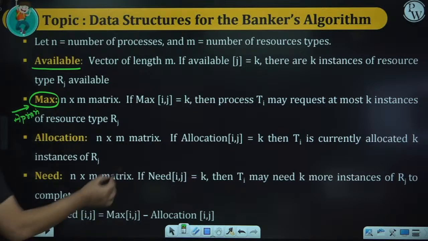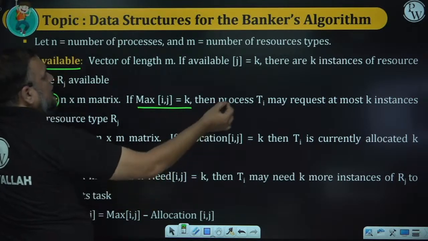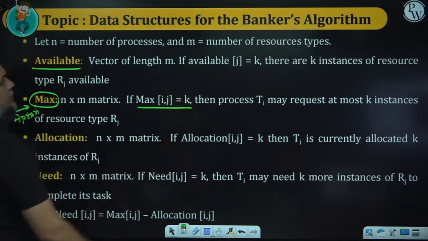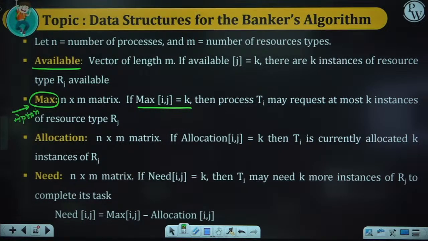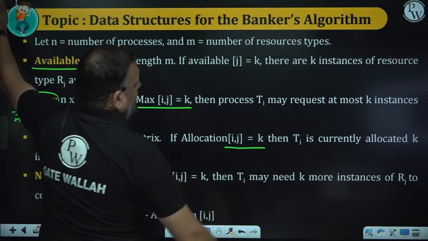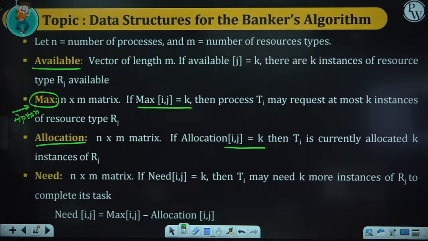So if I write max of ij is equal to k, then it means process I is asking for k copies of resource rj. मतलब in its entire life cycle process I is asking for k copies of resource rj. Max के बाद है next data structure allocation. Against this max, how many are allocated? So if allocation of ij is equal to k, it means the process I is allocated k copies of resource rj.